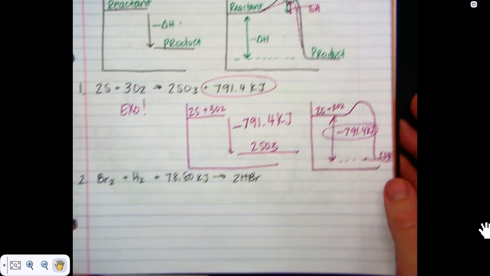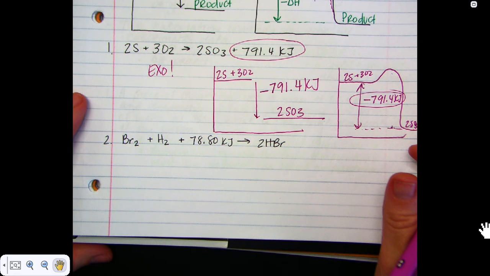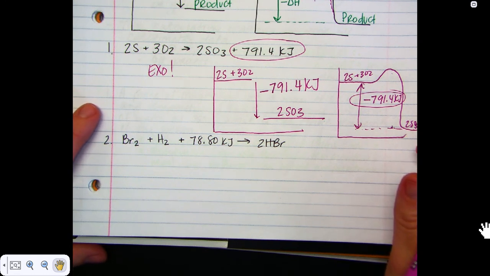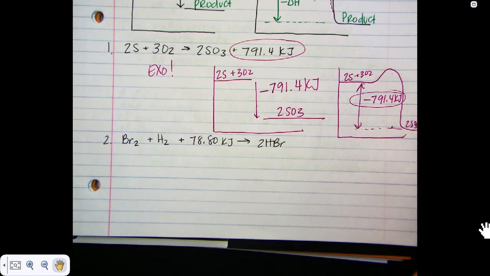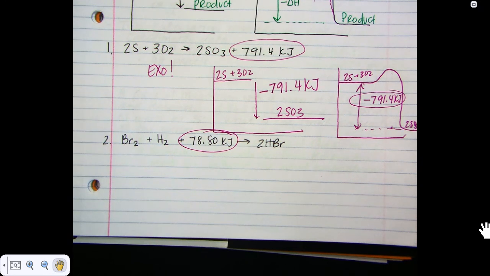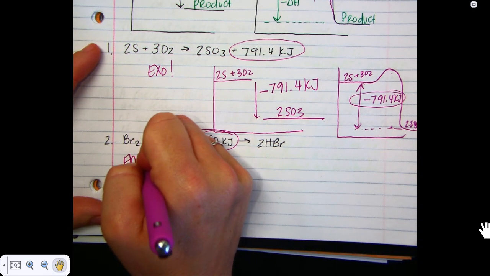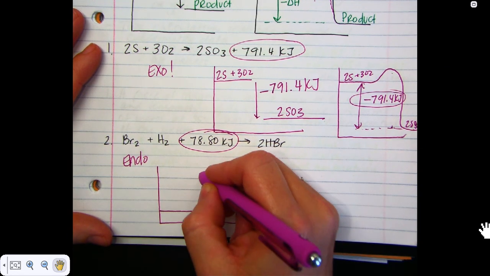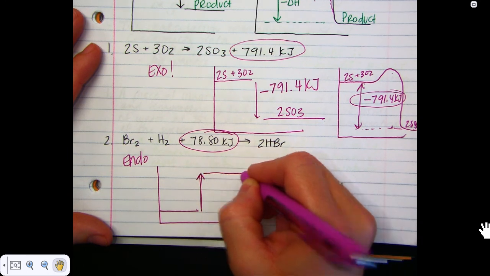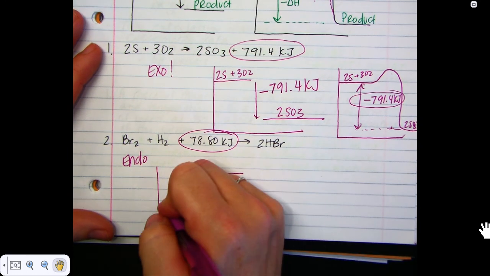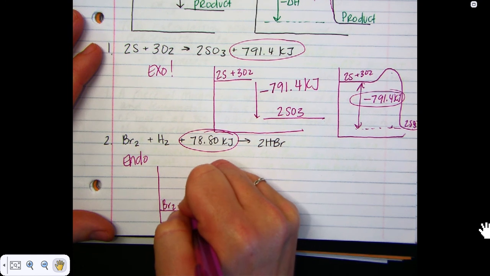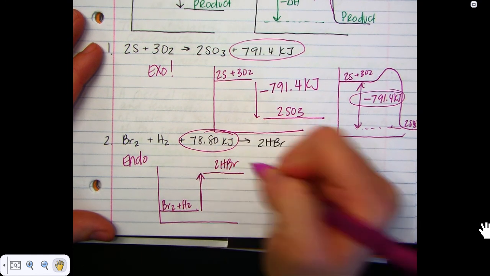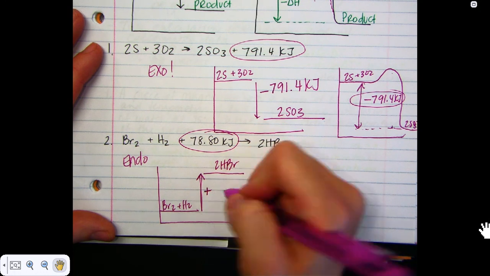All right, so let's do the same for our last one down here. Br2 plus H2 plus 78.80 kilojoules equals 2 HBr. So this time, my heat term is on my reactant side, so I know that means that this is an endothermic reaction. And so I need to draw it with my reactants low, arrow up, my products high, because I'm boosting them to a higher energy state. Br2 plus H2 yields 2 HBr, and the difference is a positive. Make sure you have that plus sign.